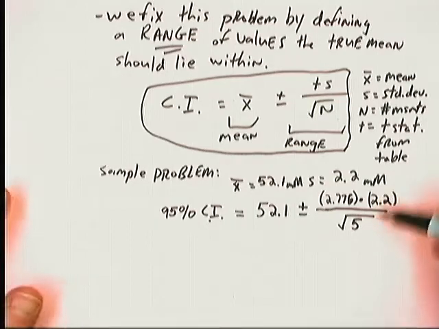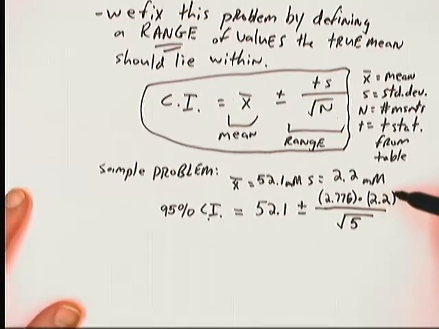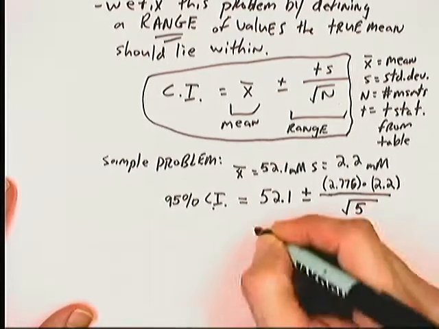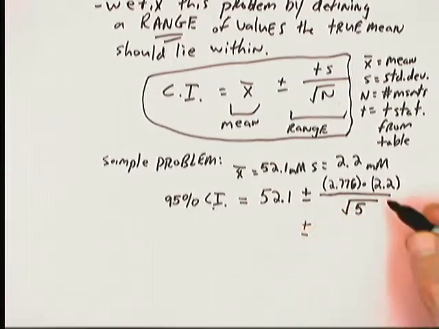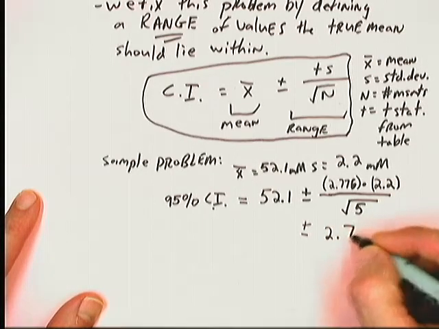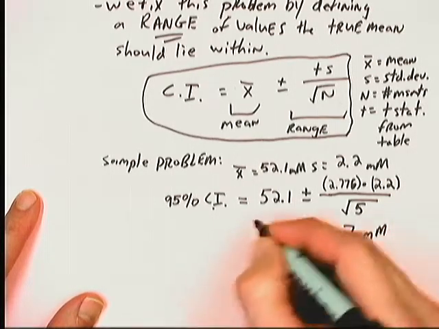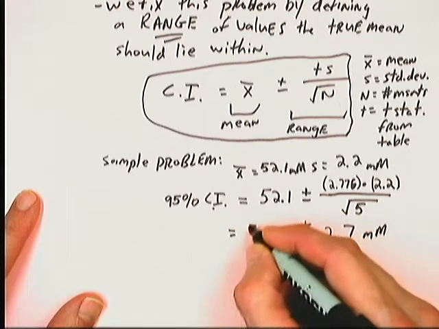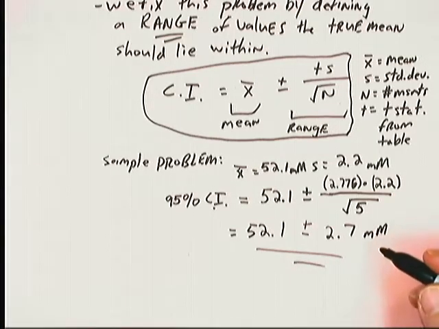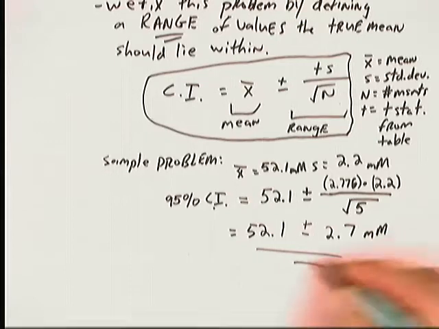So anyway, moving back to our sample problem, because I did want to finish that off, right? It's important to be able to calculate these in addition to understanding the trends. So if I'm going to finish off this problem down here at the bottom, I can now go to my calculator, do the math here, and if I do that, I find my 95% confidence interval as being equal to 52.1 plus or minus 2.7 millimolar. And I'm going to leave it with this number of significant digits for right now, okay?